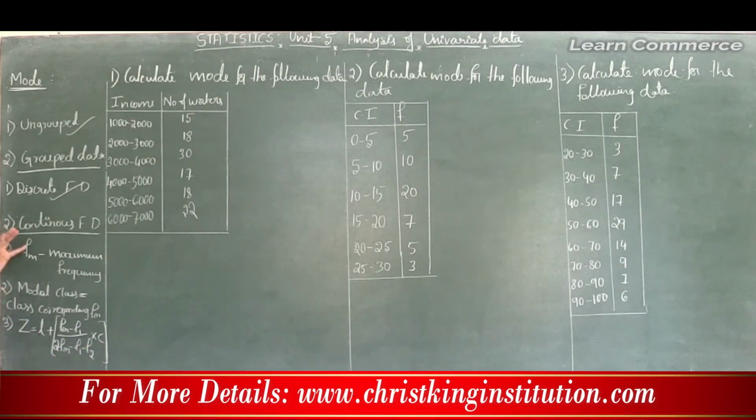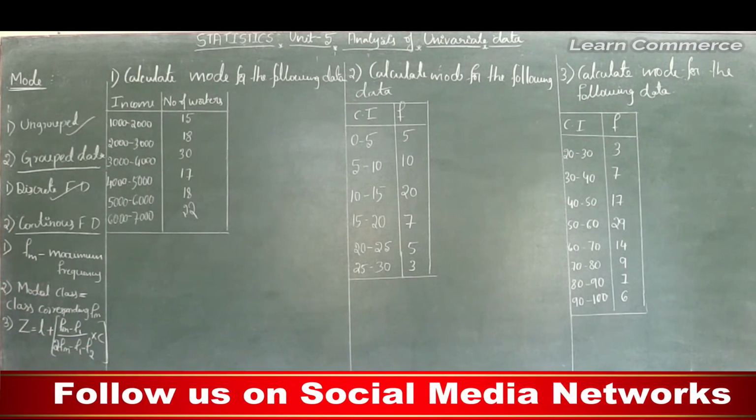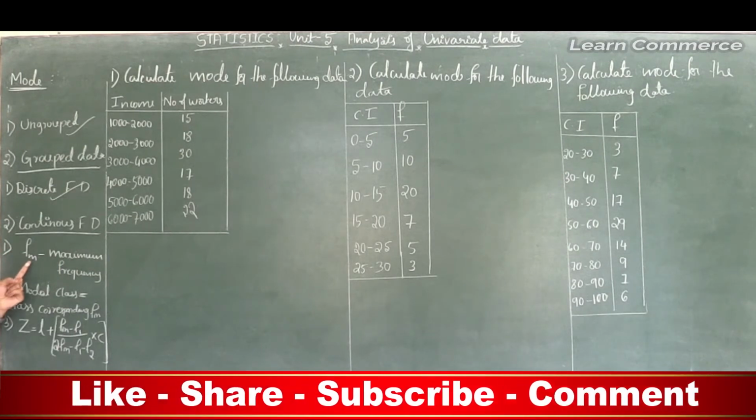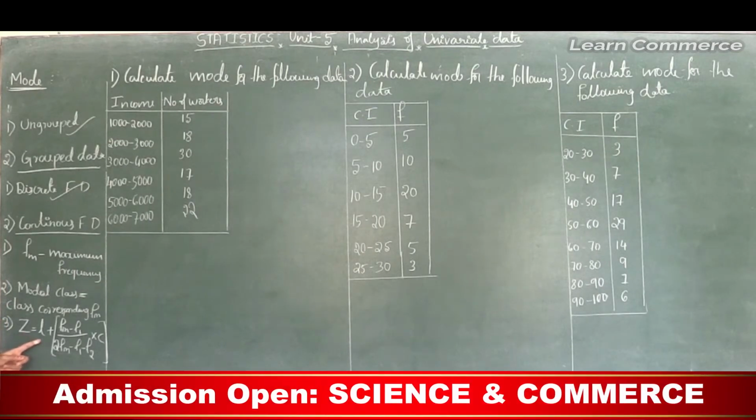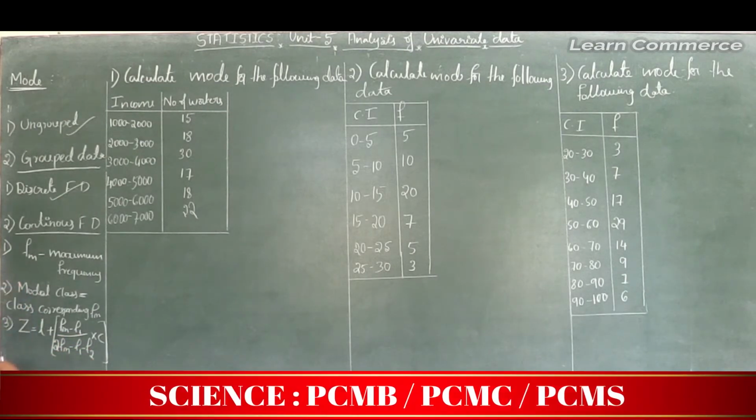So these are the important steps to calculate mode in case of continuous frequency distribution. First, identify the highest frequency, denoted by FM. Next, determine the modal class, the class corresponding to FM. Step 3 is the mode formula: Z = L + (FM - F1) / (2FM - F1 - F2) × C. Next, move to problem number 1.